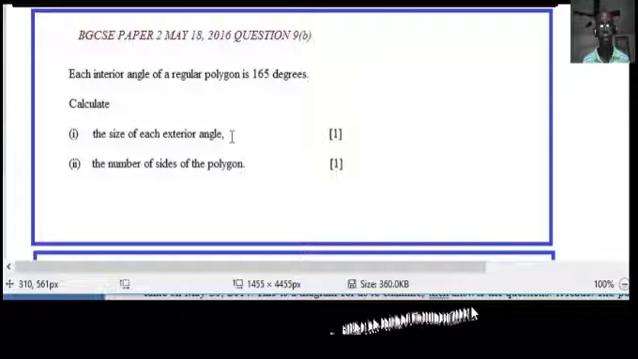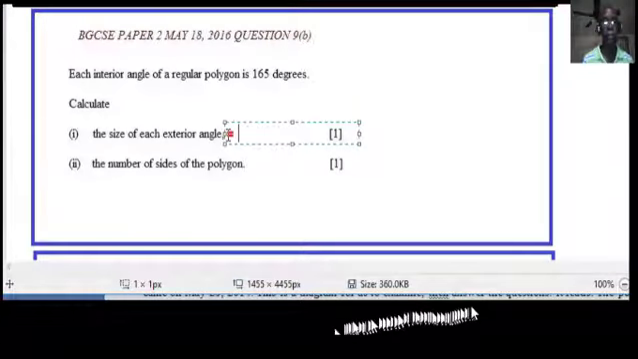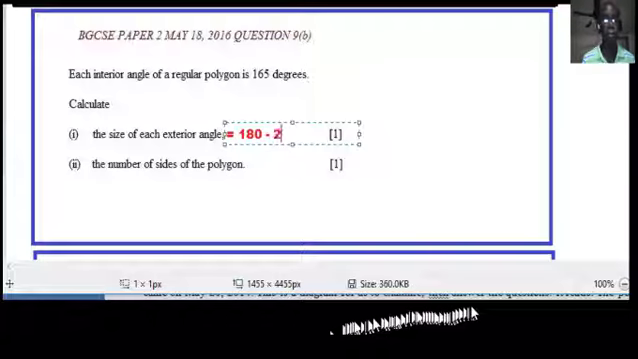And it is the rule which says, the interior angle plus the exterior angle equals 180 degrees. So you can set up an equation and solve for the size of each exterior angle. Therefore, to get the size of each exterior angle, you must subtract 165 degrees from 180 degrees. The result is 15 degrees.